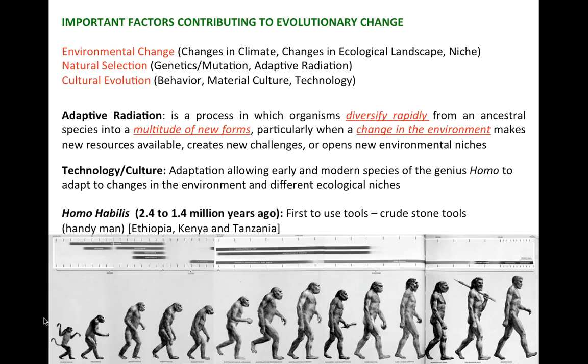Another concept that is important to know is adaptive radiation. Adaptive radiation is a process in which organisms diversify rapidly from an ancestral species into a multitude of new forms, particularly when a change in the environment makes new resources available, creates new challenges, or opens new environmental niches.